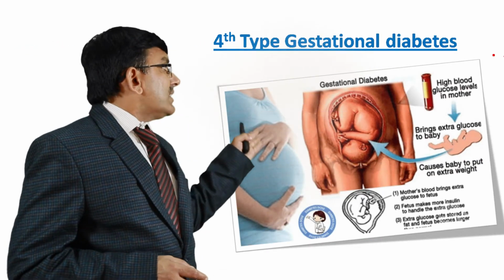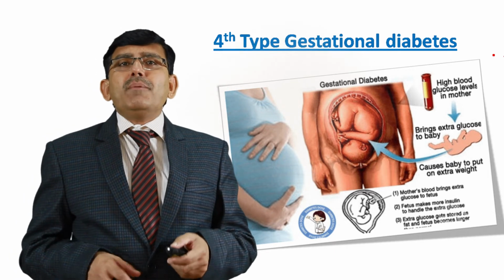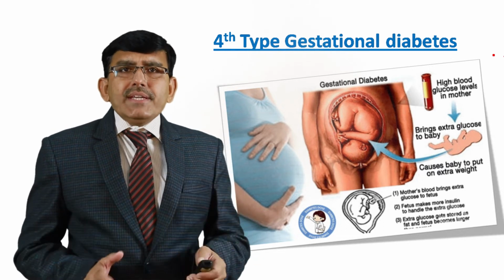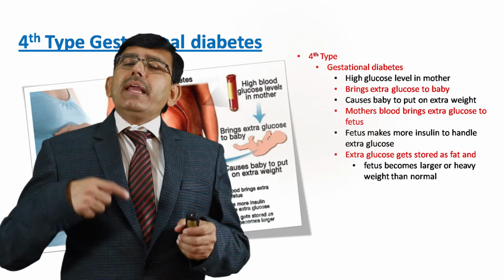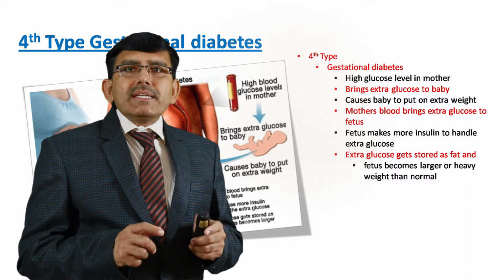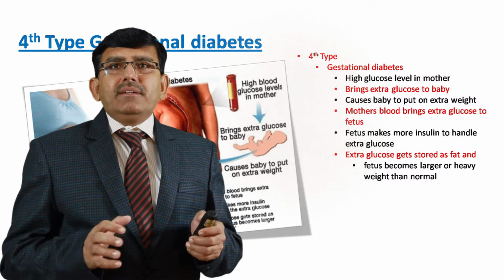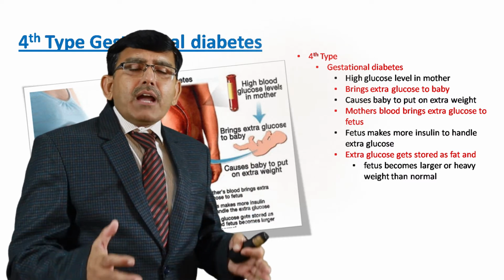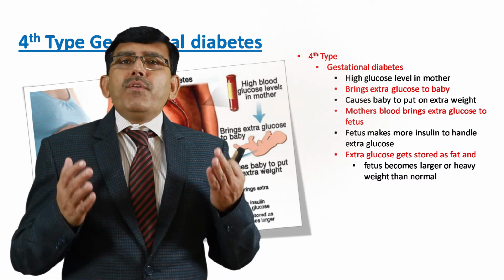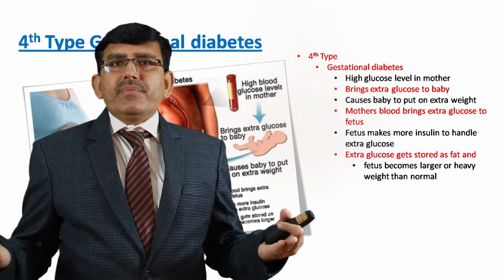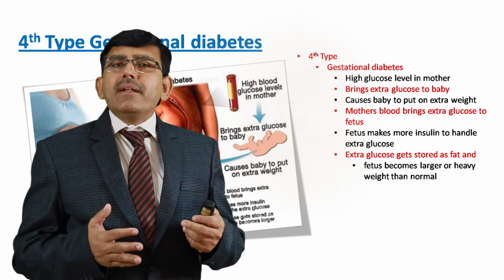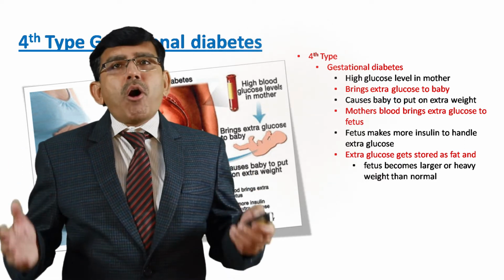Now we have the fourth major type, which is due to pregnancy and is called gestational diabetes. In this diabetes type, a high glucose level is present in the mother. It brings extra glucose to the baby and causes the baby to put on extra weight. The mother's blood brings extra glucose into the fetus. The insulin will handle the extra glucose. This extra glucose will increase the weight of the fetus and hence a heavy weight baby will be born.